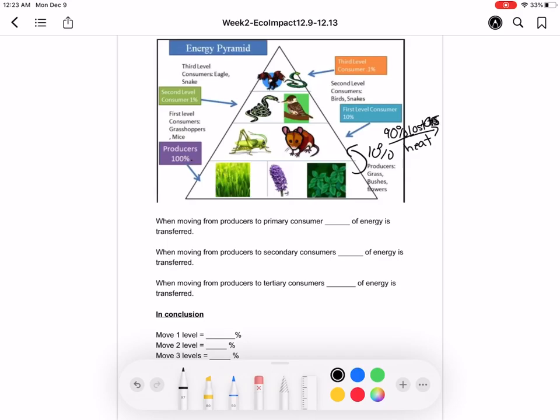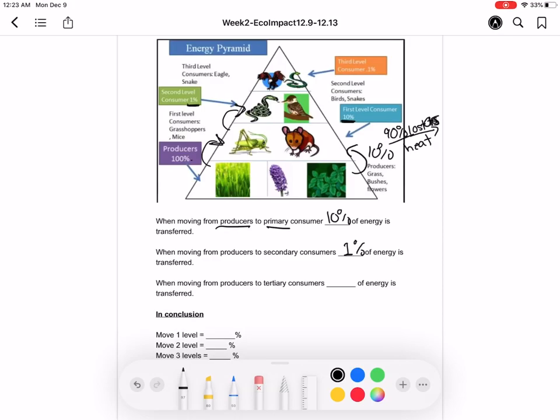So if I'm moving from a producer to a primary consumer, so that's just one level, 10% of the energy is transferred. Okay? I can see here 10%. If I'm moving from a producer to a secondary consumer, that means that only 1% of the energy is transferred. And how do I get that? Because when I moved up one level, that was 10%. And then when I move up another level, I'm basically taking 10% of 10%, which is 1%.